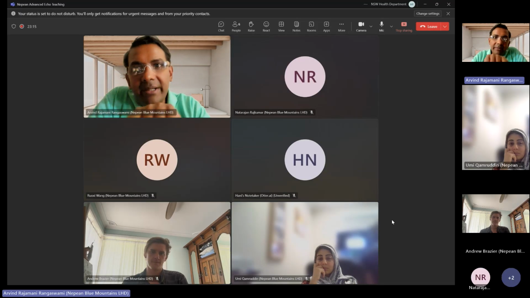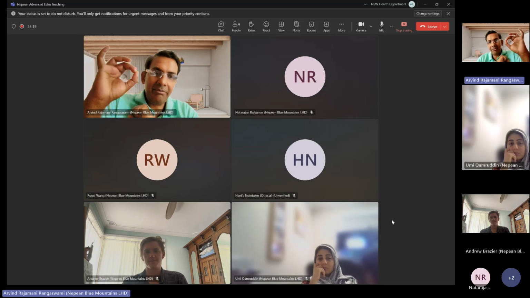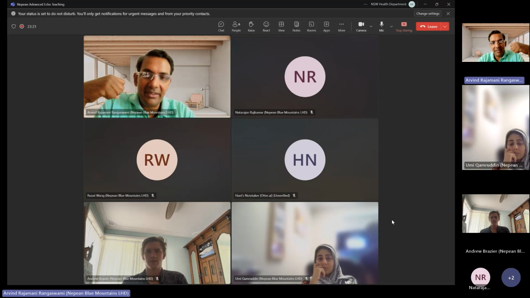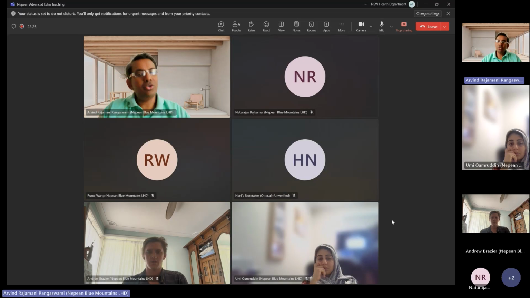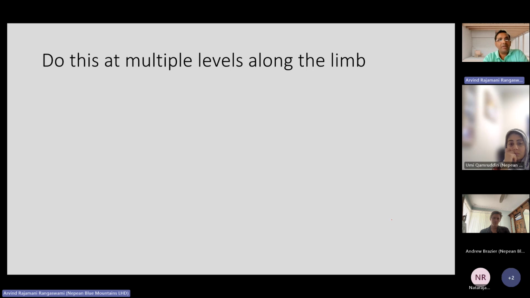What you might mistake it as is that it's fully compressible, because I saw a vein before and I'm not able to see the vein now. So this is actually a technical issue. So do not attempt compression in the longitudinal plane. Okay, right.